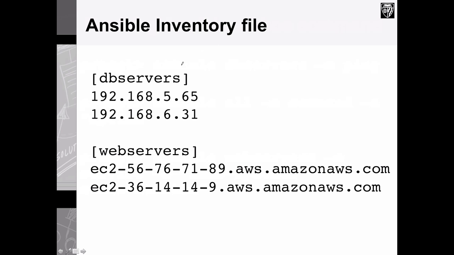So, a sample Ansible inventory file. I have a DB servers group with 2 IP addresses listed there. I have a web servers group, and I have 2 EC2 instances listed there. So when I want to run specific playbooks or specific commands against the list of database servers or the list of web servers, I can choose that group when I'm running it.